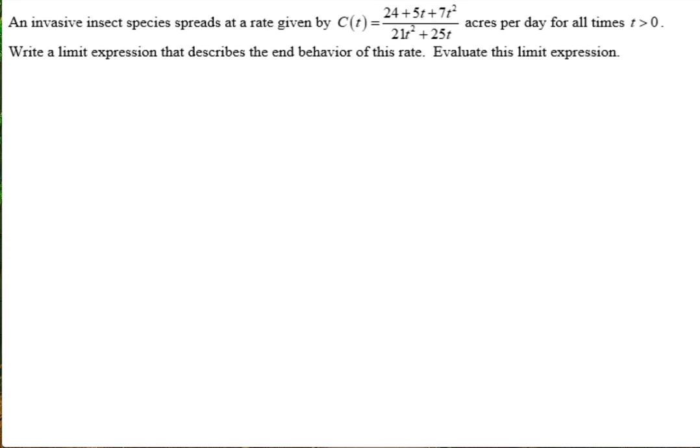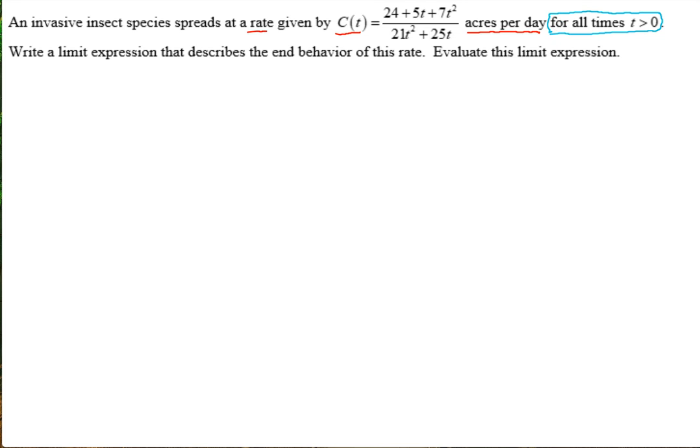These are the notes for AP Calculus on the topic of limits at infinity and horizontal asymptotes continued. So let's take a look at a real-world application of these limits at infinity. This one says we've got an invasive insect species that spreads at a rate given by C of t, and the units for that rate are acres per day. And our variable here is t instead of our usual x, for all times t greater than 0.